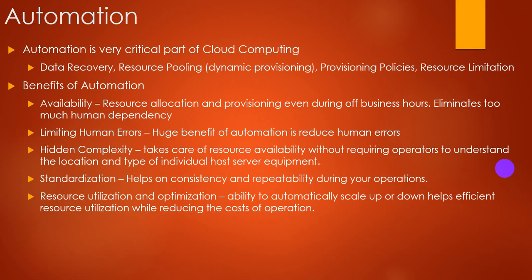Resource utilization and optimization is another benefit of automation. You can automatically scale up or down and efficiently reduce costs and optimize. Ability for you to allocate and provision infrastructure resources during off-business hours, eliminating the need for human dependency.